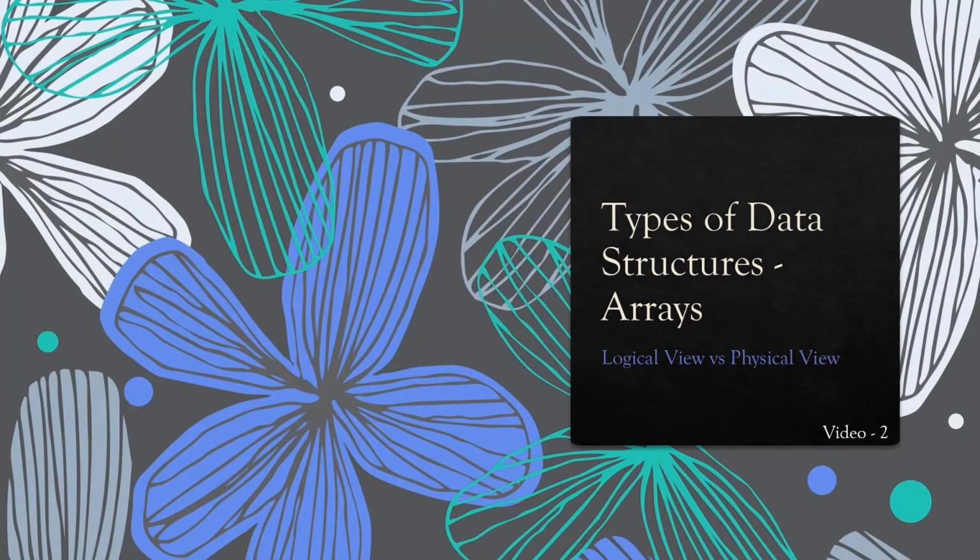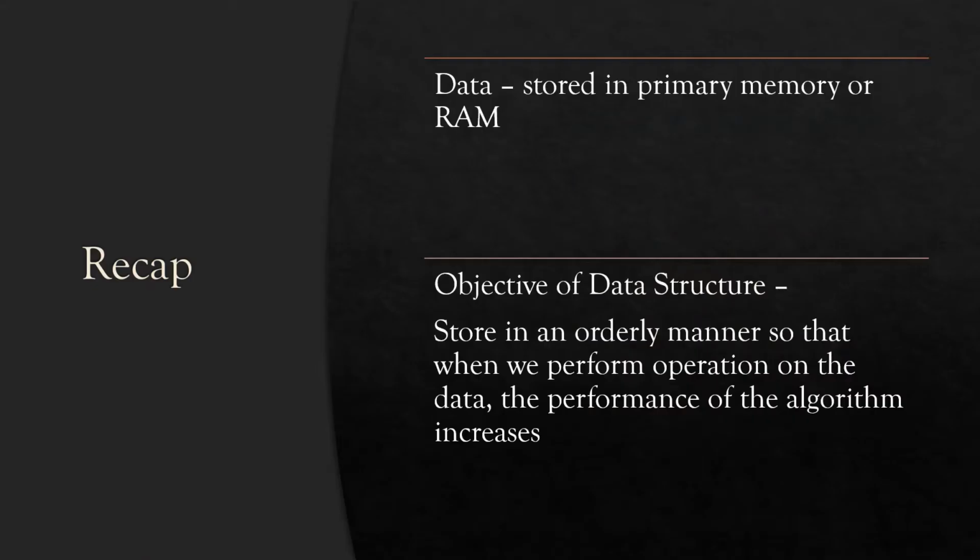Let us have a look at the different types of data structures. And in this video, we get a conceptual view of the simplest of data structures, namely the arrays. Then we will be able to differentiate what is a logical view and what is a physical view of a data structure. Let us recap what we mean by the word data structures.